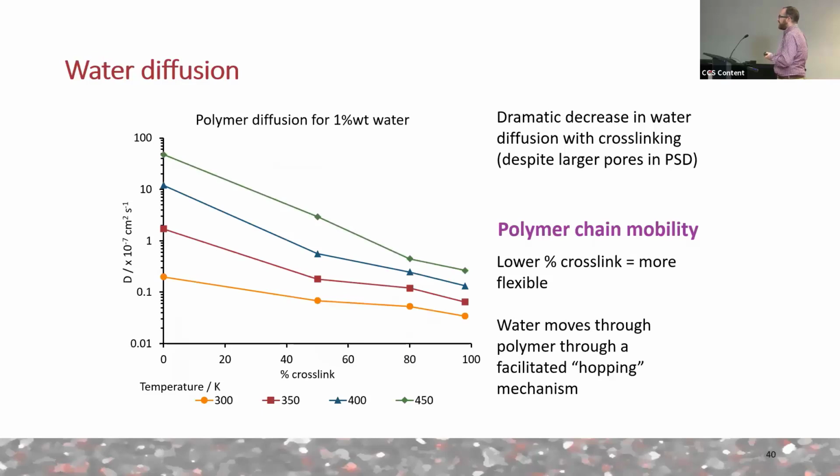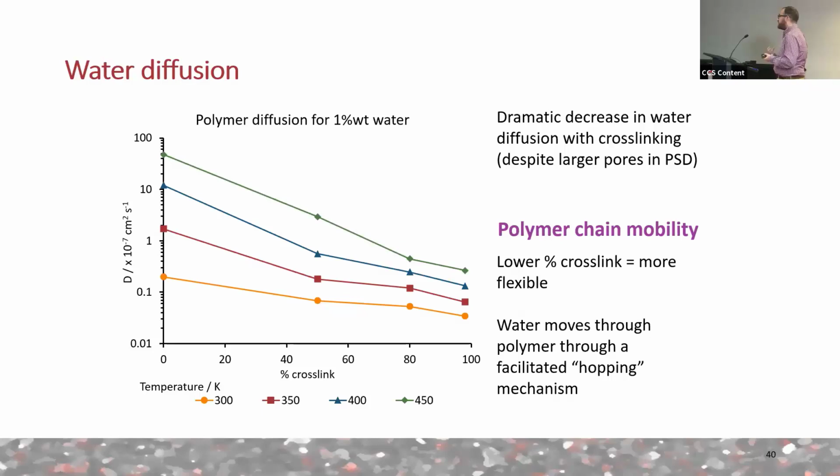So if we look at that, now I'm instead plotting the percentage cross-link for different temperatures against diffusion of the polymer, not the water. And I will point out I've now gone to a log scale because otherwise you wouldn't see anything here. You can see that for all of them, as you increase the cross-link, you get this dramatic decrease in the polymer mobility in the system. So for 450, you can see you get basically a 2 orders of magnitude difference in how flexible your polymer coating is as you cross-link it.